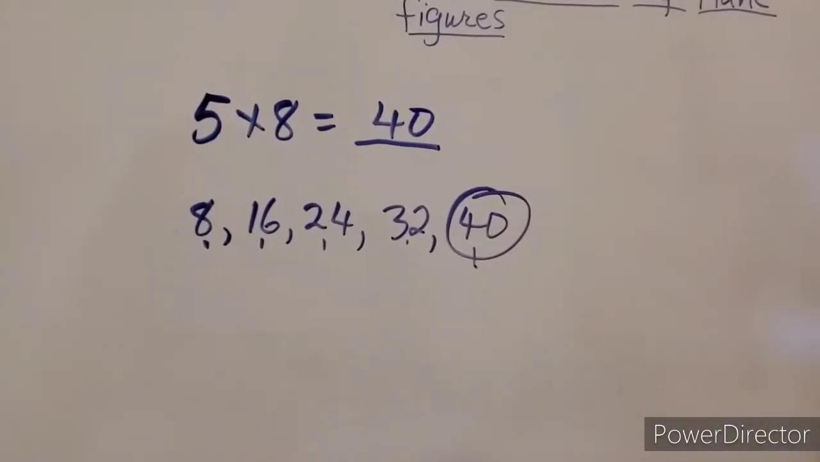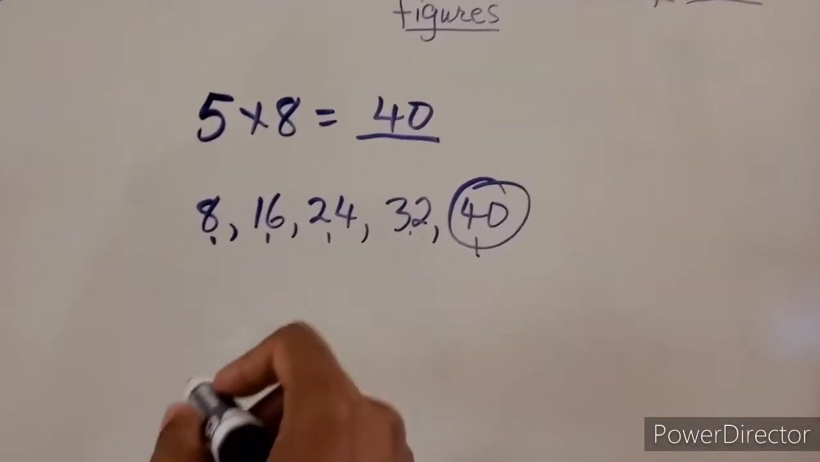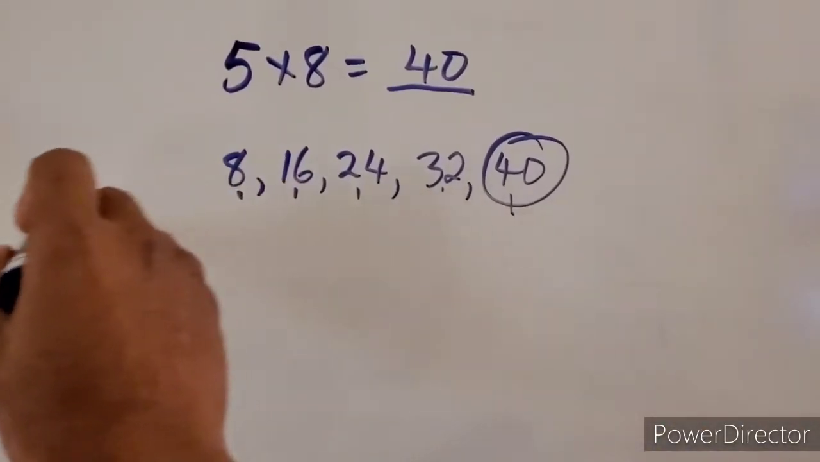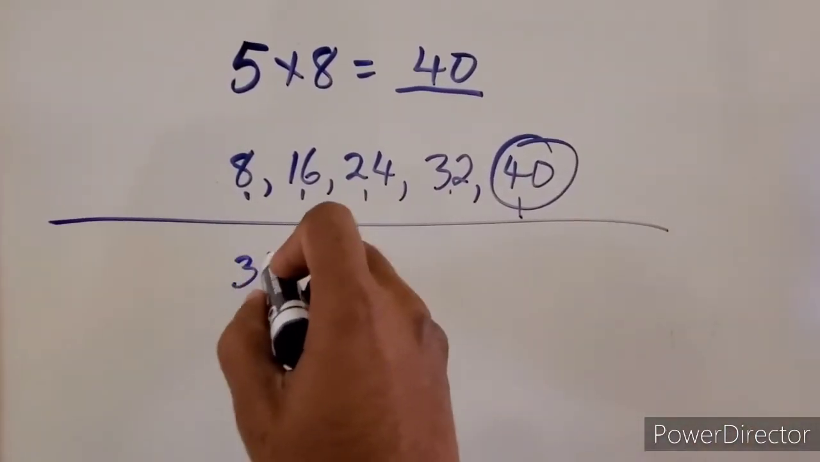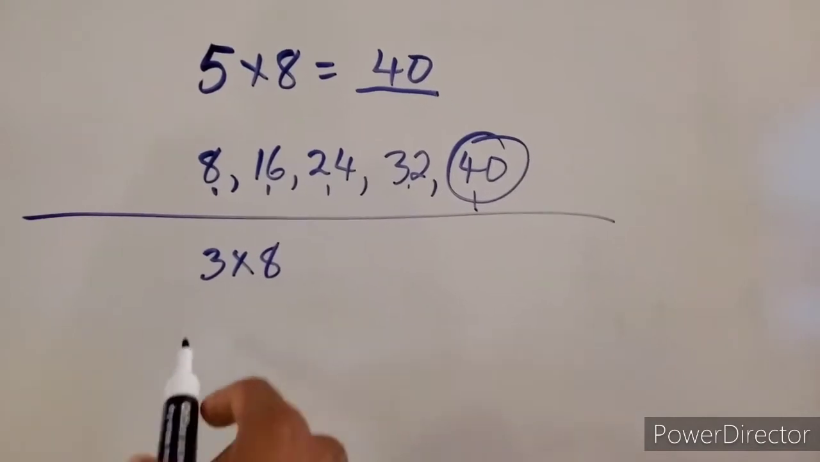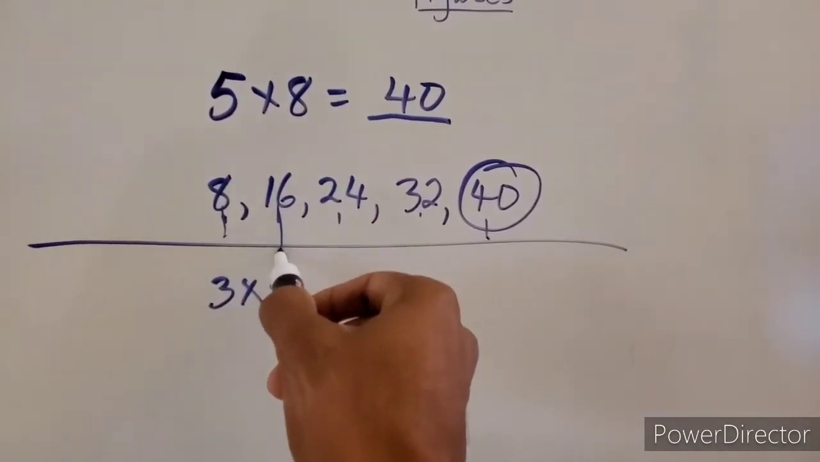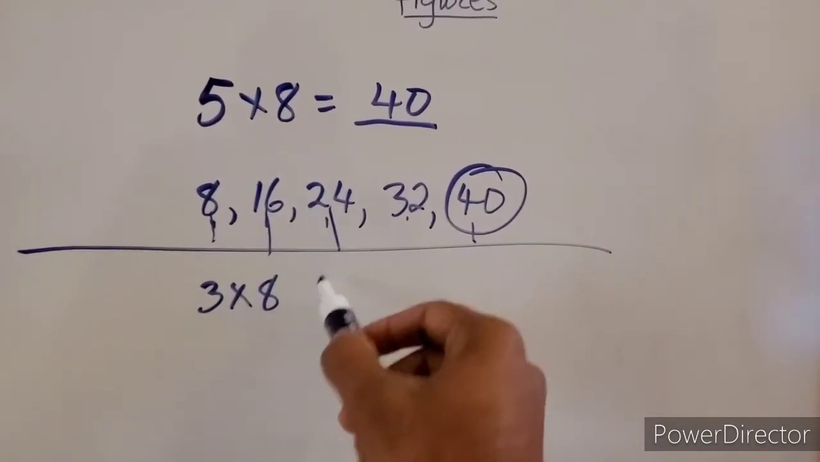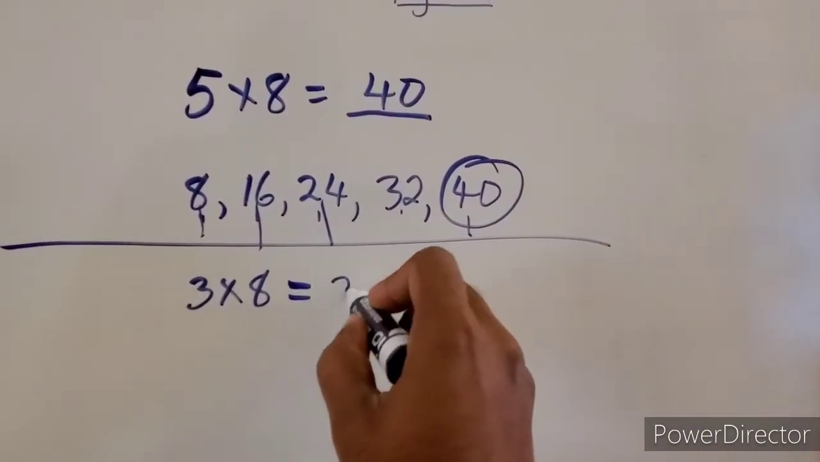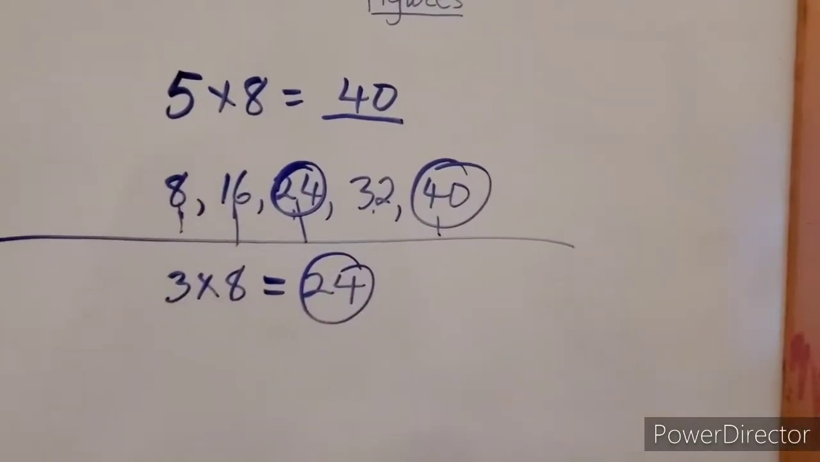Good. You could do that also with maybe 3 times 8. So let's draw a line right here and put 3 times 8. You could do the same thing: 8 times 1 is 8, 8 times 2 is 16, 8 times 3 is equal to 24. So the answer would be 24.